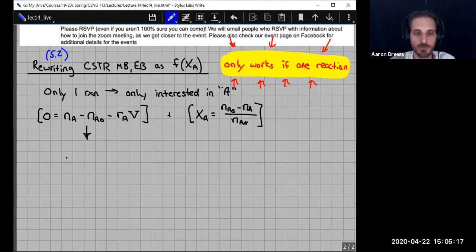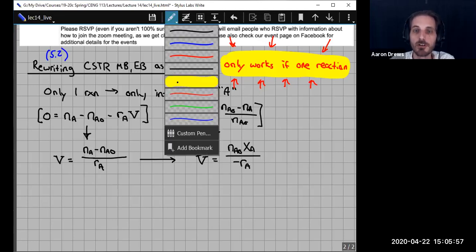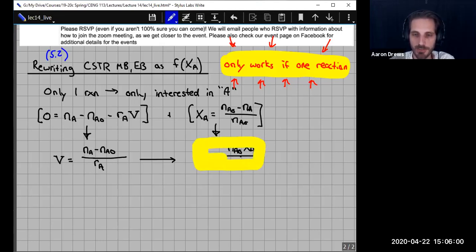So if we take the general material balance and just rearrange it, don't do any math, that's algebra, don't substitute anything in, just rearrange it, what you end up with is Na minus Na zero divided by R sub A. That's supposed to be a zero, not an E. Zero. So all I did was rearrange that. If we now take that expression and combine it with this expression, so basically just replace the Na minus Na zero on the top, what we end up with is the volume of the reactor is equal to Na zero times X sub A divided by minus Ra. And that's it. That was not a very long derivation. It did not take us very long to get here.